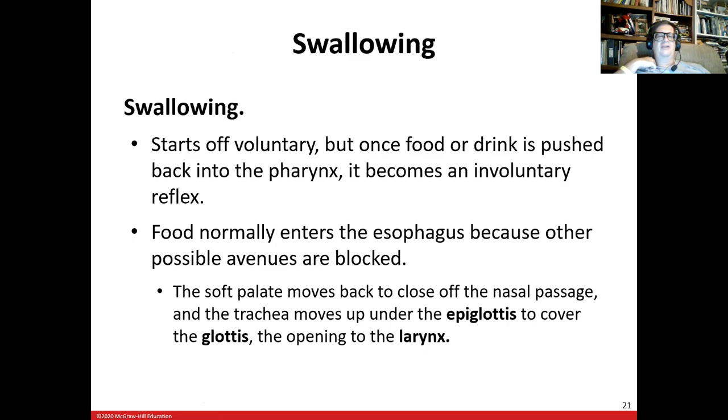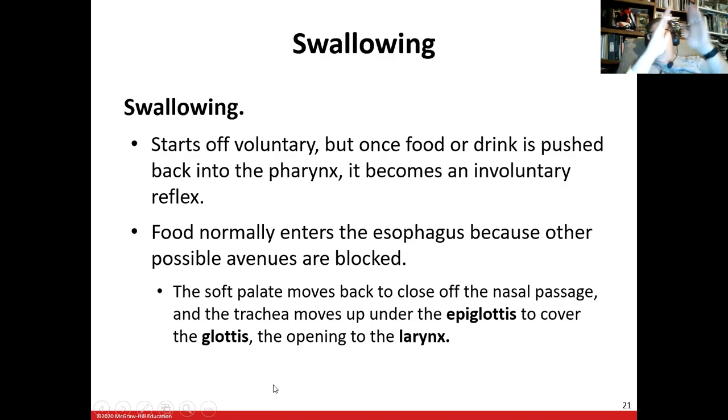get just a little bit down, so once it is pushed back into the pharynx, this is involuntary. In other words, what I'm saying is when you start that peristalsis of a swallow, you don't halfway through say, oh, I'm done, now I'm not going to swallow. It goes all the way down. Now you can vomit it back up, but it goes all the way down. So food normally enters the esophagus because the other avenues are blocked.